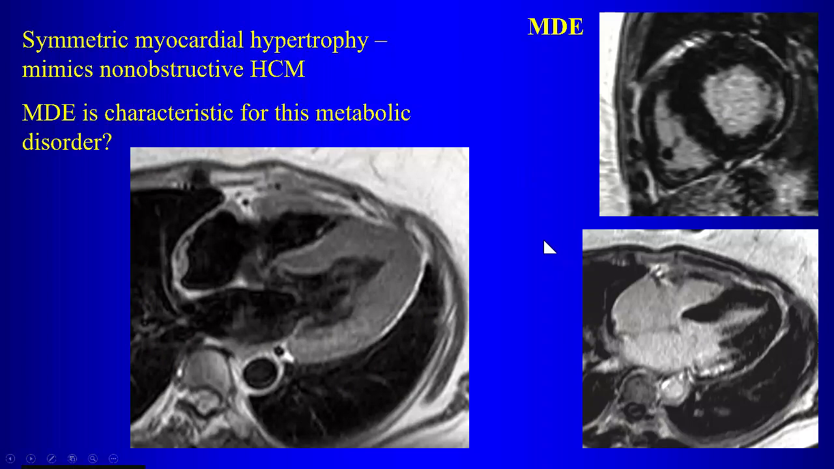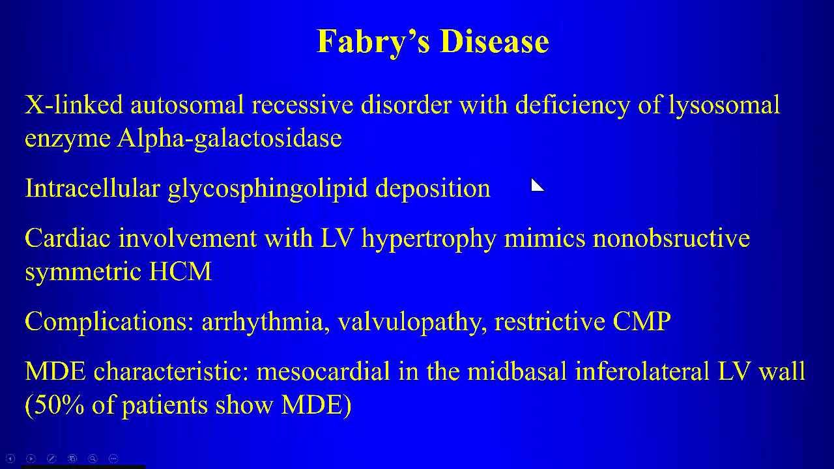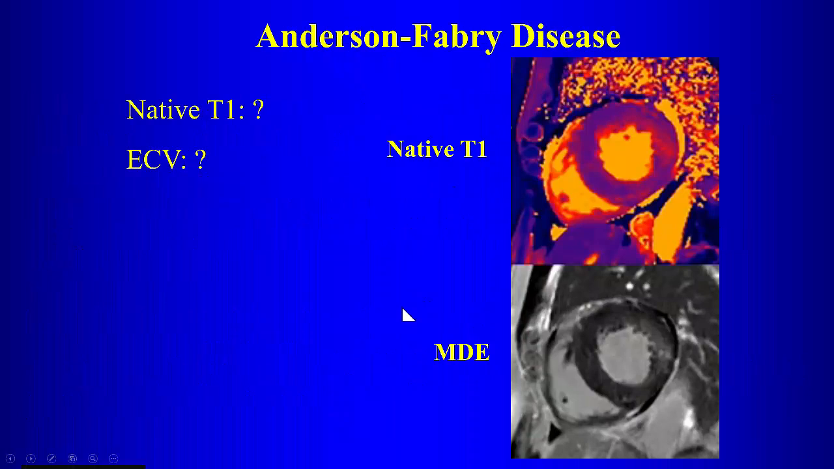What's the disorder? Yeah, so Fabry's disease. So this is a rare disease. It's a deficiency of this enzyme, and it results in intracellular deposition of this glycosphingolipid. So that causes the thickening of the myocardium, and often it's misdiagnosed as hypertrophic cardiomyopathy. Complications are arrhythmia, valvulopathies, restrictive cardiomyopathy. But in addition to the hypertrophy, that enhancement along the lateral wall, mid-myocardial enhancement of the mid-basal inferolateral wall of the left ventricle, seen in up to 50% of patients, can be characteristic for this disorder.